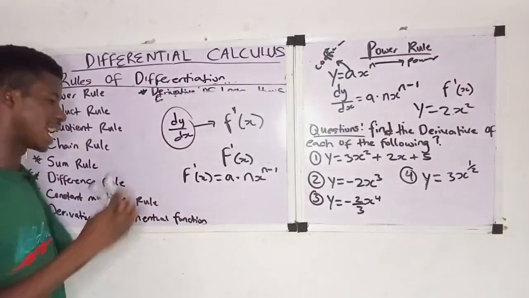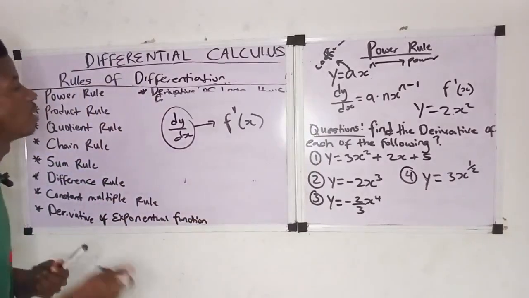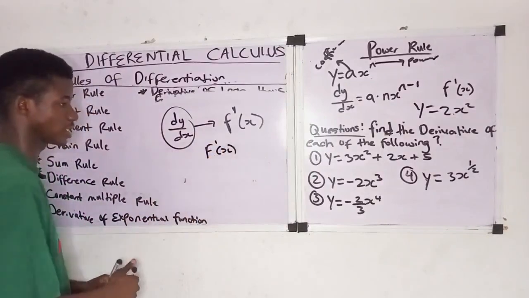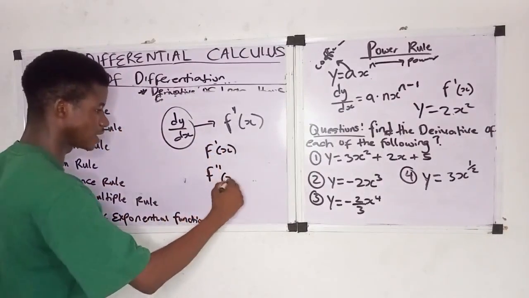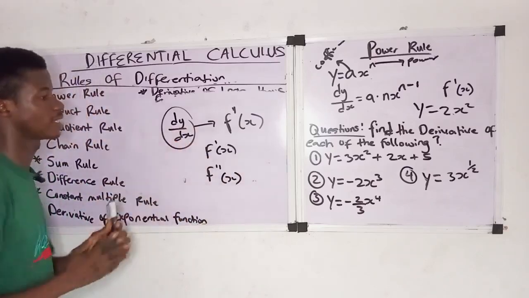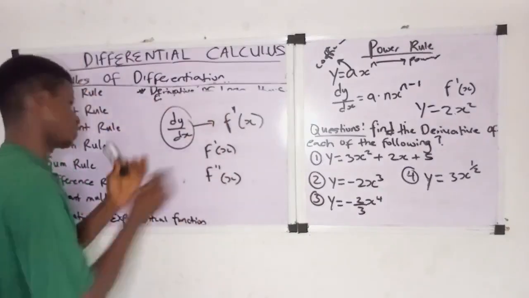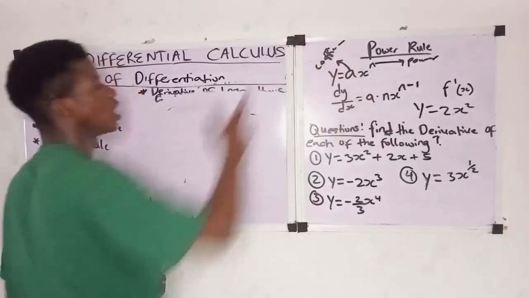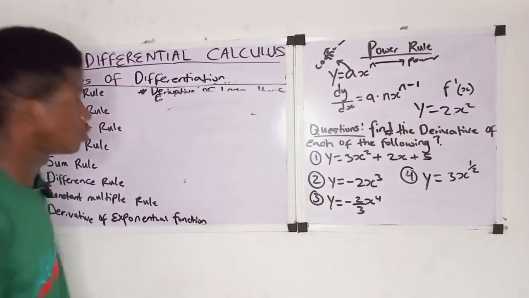Another thing I want to tell you is very important, so please take note of it. When you see something like this, it means you differentiate y with respect to s one time. If you see something like this, it means you differentiate y with respect to s two times. Take note that dy over ds is the same as f prime of s. Now let's continue. This is the formula we use to solve questions under the power rule.